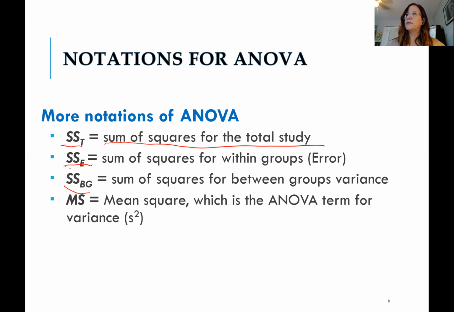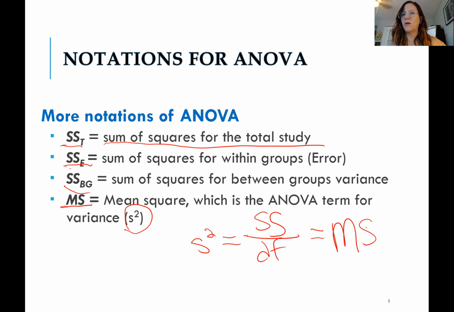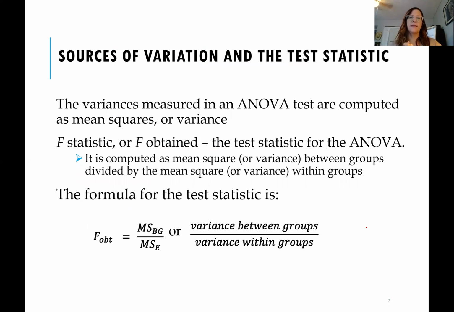And then last but not least, remember, ANOVA is analysis of variance. Instead of using S squared, like we've all known for so much time, for some reason, ANOVA decided to change this and they call it mean square. So we know that S squared is sums of squares over degrees of freedom. So this is basically the same thing as mean square. That's all it is, really. It is the variance.